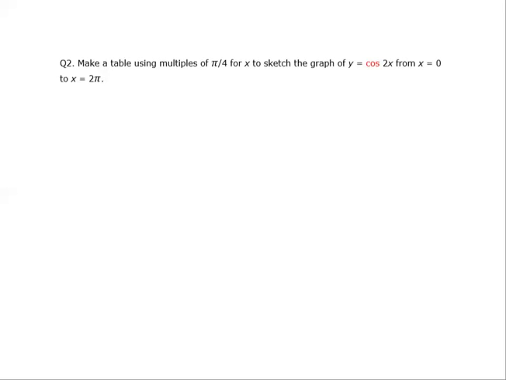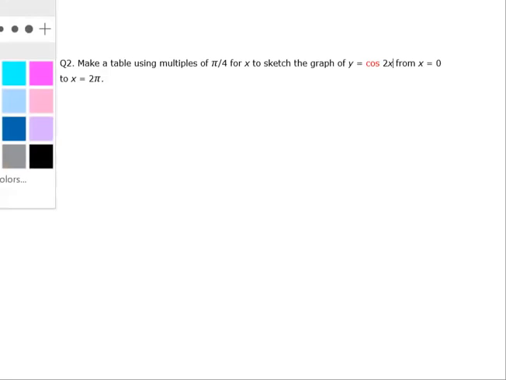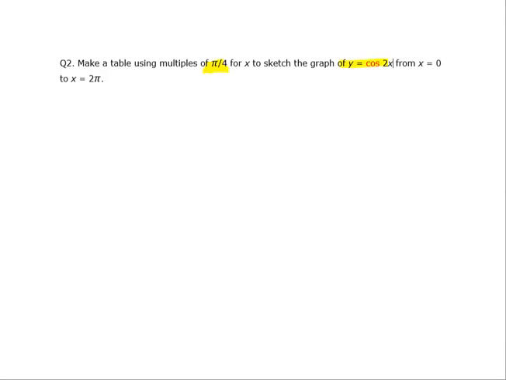For question number 2, we're going to make a table using the multiple of pi over 4 for x and sketch a graph of y equals cosine of 2x from x equals 0 to x equals 2 pi. To analyze the problem, we have the function y equals cosine of 2x in the form of y equals a multiplied by cosine of bx. The a value equals 1, the b value equals 2.